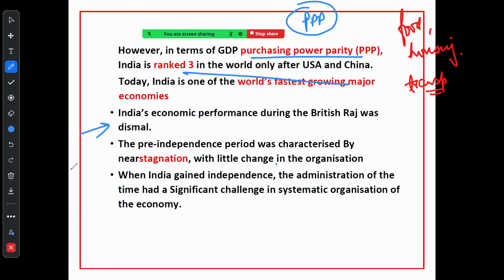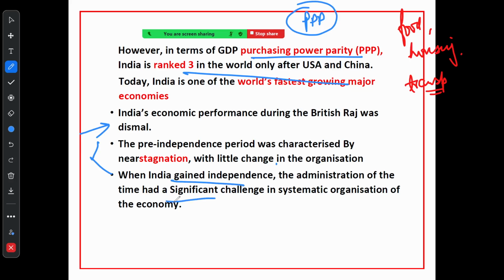Now, building a new economy from scratch. What does it mean? When India finally became independent, it was like starting a new business. The country had to figure out how to run its economy from scratch. It was a huge challenge to organize everything and get the economy moving again. It was like putting together a giant puzzle with no picture on the box.